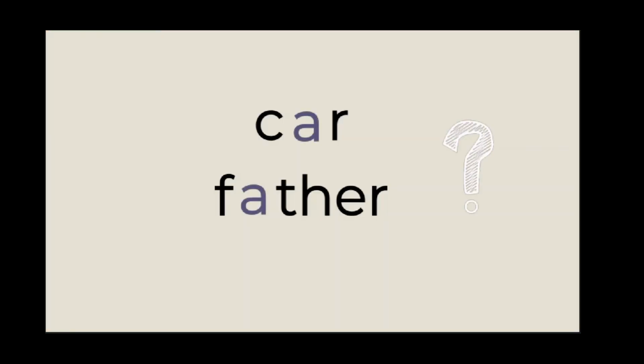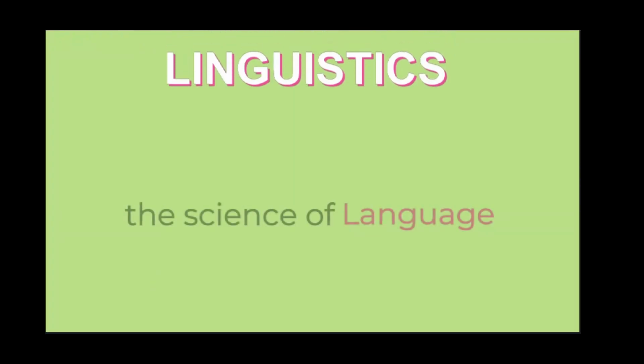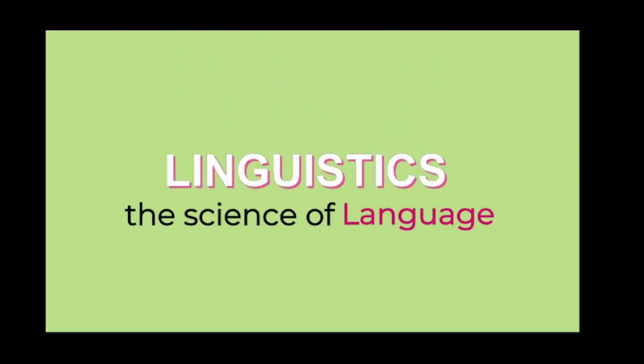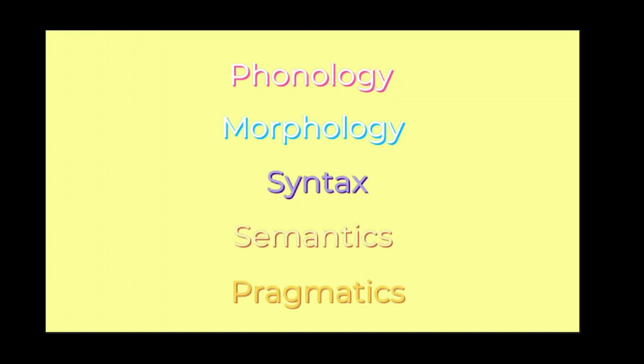Why does the letter A in car and father sound different? Similar to how astronomy is the science of space and how anatomy is the science of the body, linguistics is the science of language. This video will cover the 5 main parts of linguistics: phonology, morphology, syntax, semantics, and pragmatics.